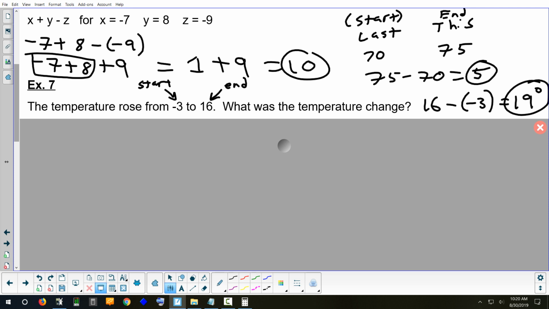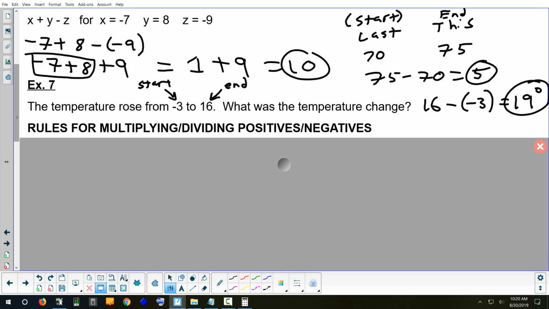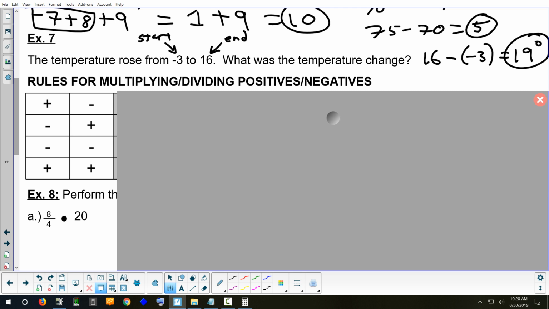All right, so any questions on the adding and subtracting? Okay, so last thing on here gets into multiplying and dividing. So there's really 4 different cases you can have. You can have a positive times a negative, a negative times a positive, a negative times a negative, or a positive times a positive. So we just have to make sure we know what happens in each of those cases.